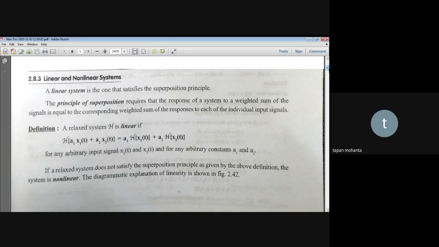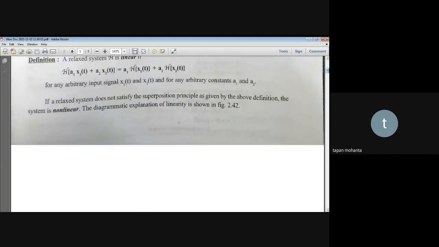Now come to the problem. If the relaxed system does not satisfy the superposition principle, as given in the definition below, the system is a non-linear system. That means this is not equal to that one, so automatically that system is known as a non-linear system. Okay.